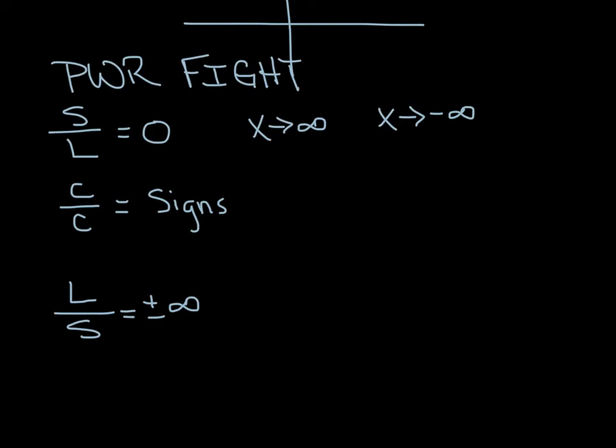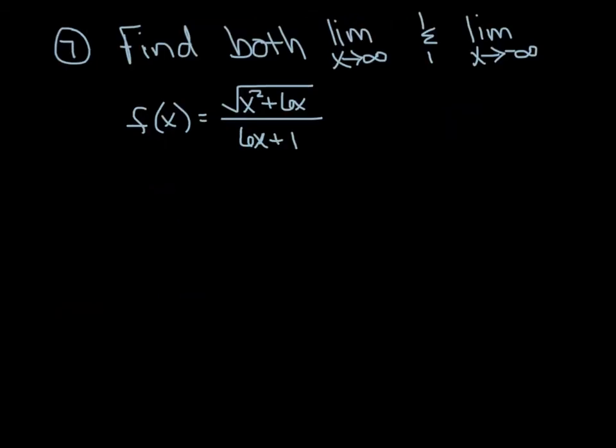It's just a few extra tricks that the BC exam may throw at us. For our 7th example tonight, we're going to find both the limit as x approaches positive infinity and the limit as x approaches negative infinity.